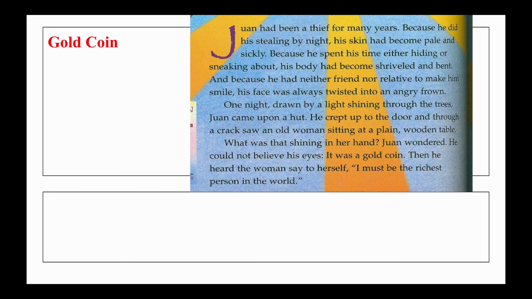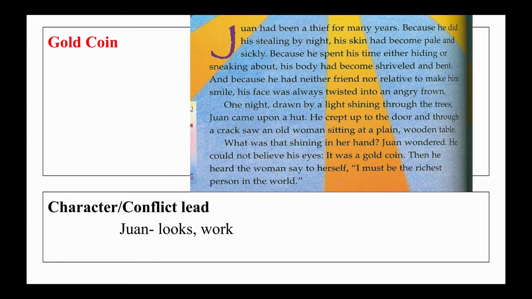Another story we read was Gold Coin. Juan had been a thief for many years. Because he did his stealing by night, his skin had become pale and sickly. Because he spent his time either hiding or sneaking about, his body had become shriveled. One night, drawn by a light shining through the trees, he came upon a hut. What's that? You get the idea. You've read it. So now we have the character, and we have the character in a conflict. He meets the richest person in the world. So we know what Juan looks like. We know what he does for work. We see him spying on a woman with a coin. So a second type of lead we have is the character in the conflict.